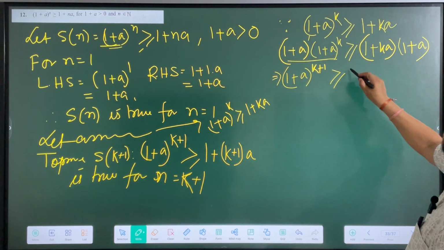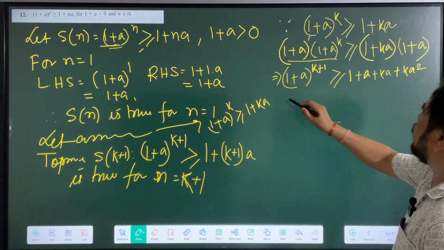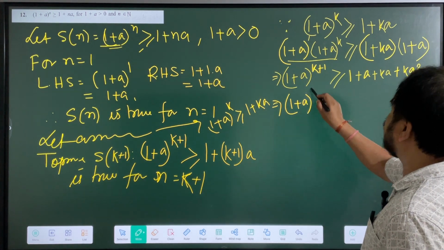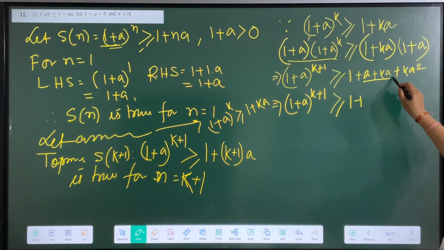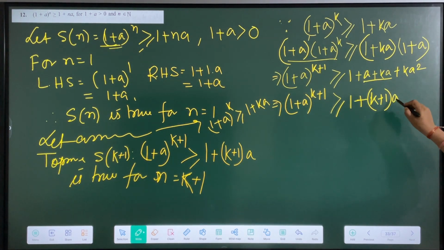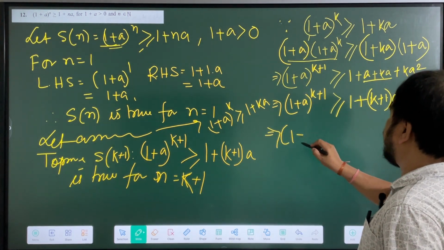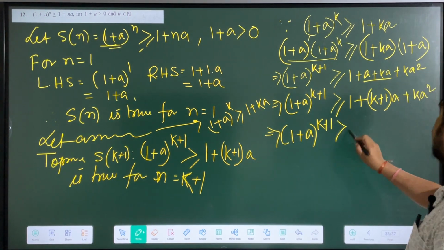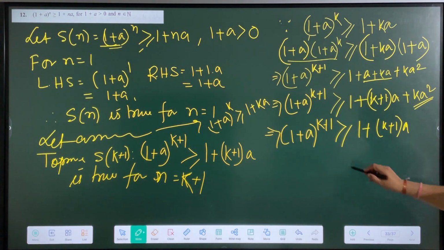Let us see, multiply: 1 into 1 is 1, 1 into a is a, ka plus ka square. So 1 plus a whole to the power k plus 1 is greater than or equal to 1 plus, if we take a common, k plus 1 into a plus k a square. Now we can write directly 1 plus a whole to the power k plus 1 greater than or equal to 1 plus k plus 1 into a. This term can be neglected directly, hence proved.